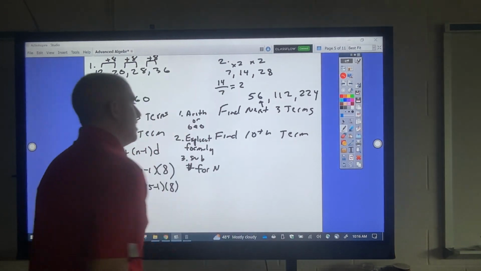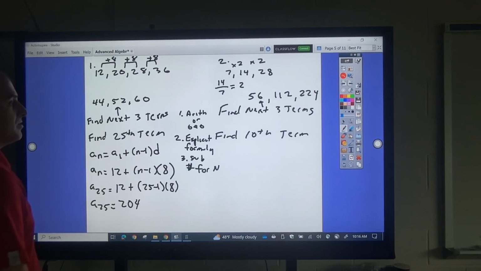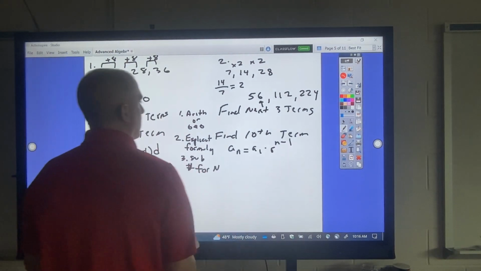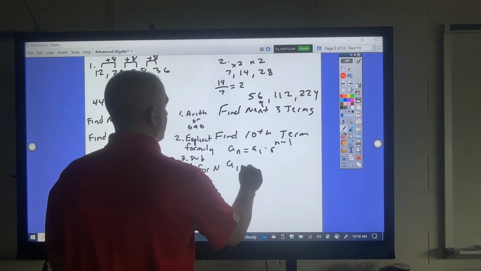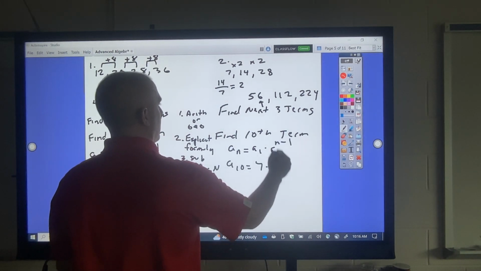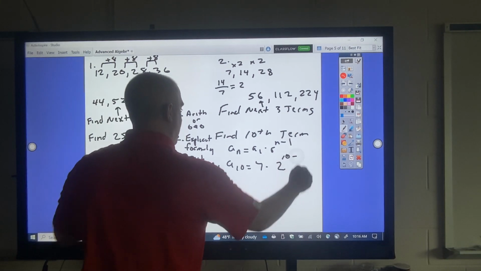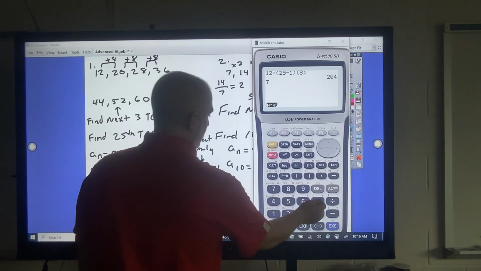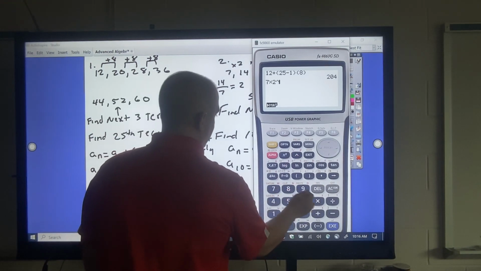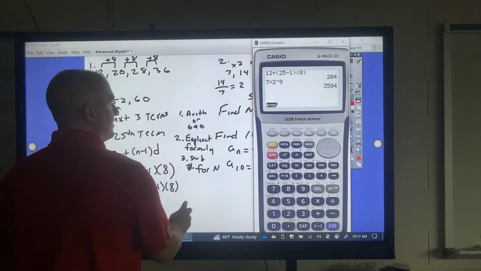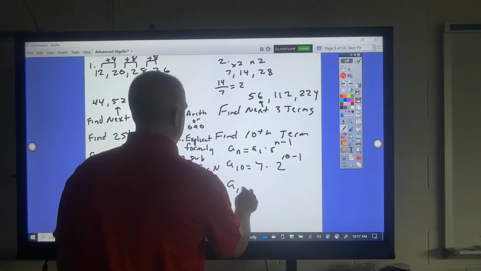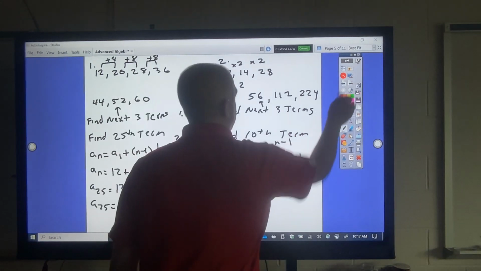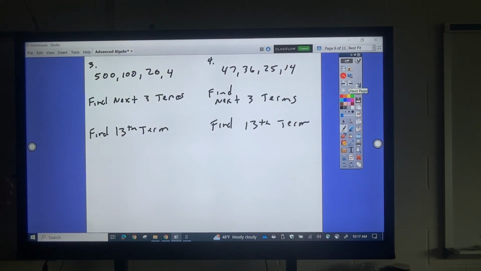Very easy. To find the 10th term, I've got to come up with the explicit formula. This is geometric, so I would use this. The 10th term is the first term times 2 to the 10 minus 1. Now I would subtract the 10 minus 1, so I do 7 times 2 to the 9th power. That makes it a lot easier. That's 3584. That would be the 10th term of that sequence. Okay, let's do a couple more.